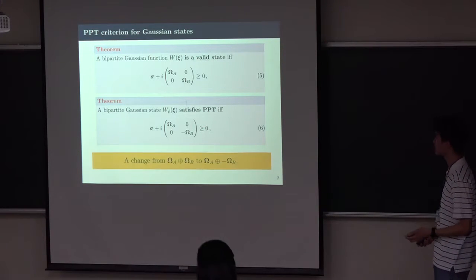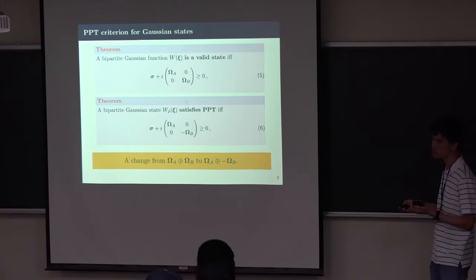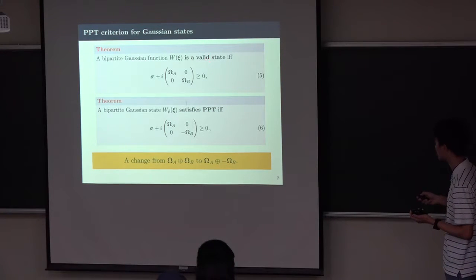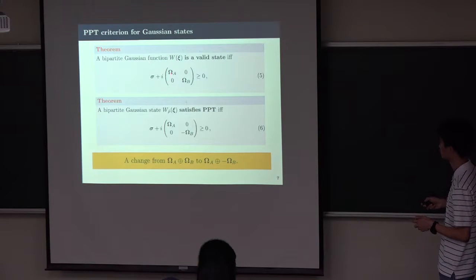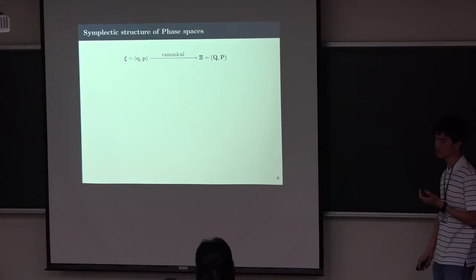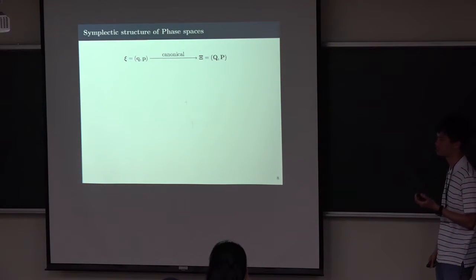So in this case, we can see that the relationship between the validity condition and the PPT condition is just a partial sign change of the omega matrix. But why is the omega matrix so special? The answer is from classical mechanics.